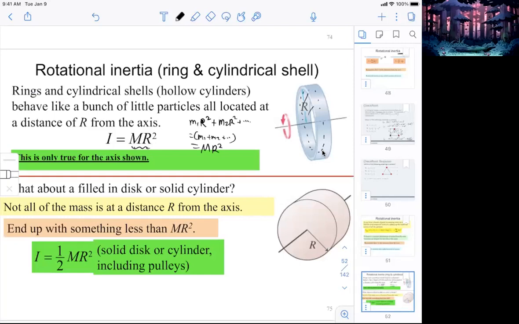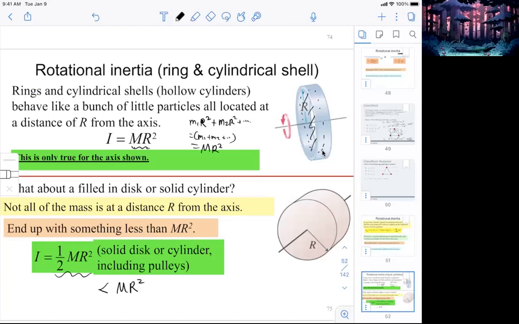But what about a filled disk? If you fill this in, the factor becomes 1/2. It actually ends up being less than M r squared. Does that make sense to you? A filled disk has a smaller rotational inertia than a ring if they have the same mass M. So this one is 1/2, which is smaller than what it would have been for a ring or a shell. Does that intuitively make sense?